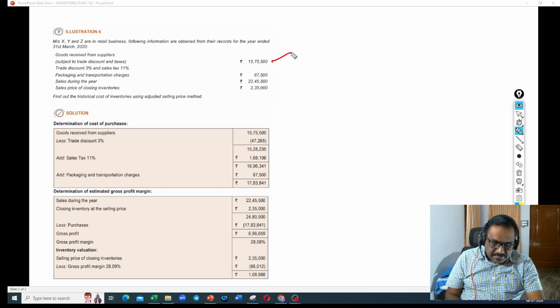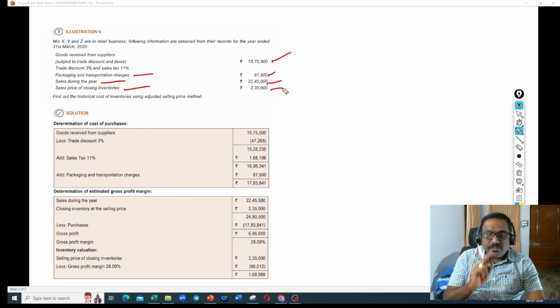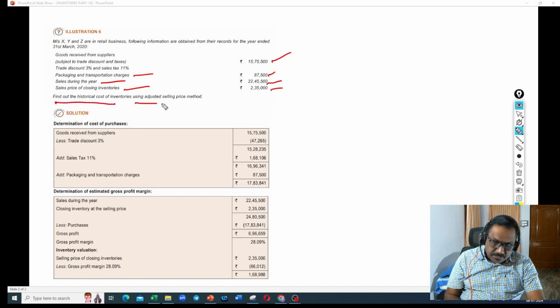Now, packaging and transportation charges 87,500. So for bringing those goods. Sales during the year they have given 22,45,500. So sales value we know. Sales price of closing inventory 2,35,000. This is very important. That is what I was saying. 1 lakh I took in my previous example as selling price of the closing inventories. That has been given in the problem. Find out the historical cost of inventories using adjusted selling price method.